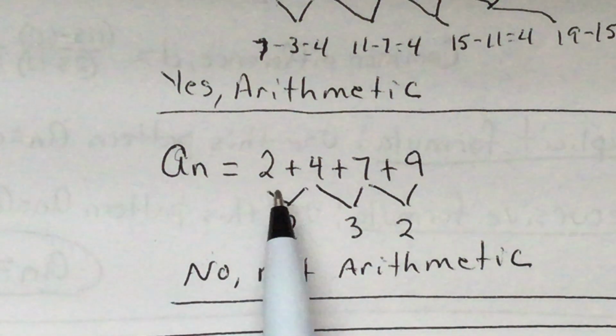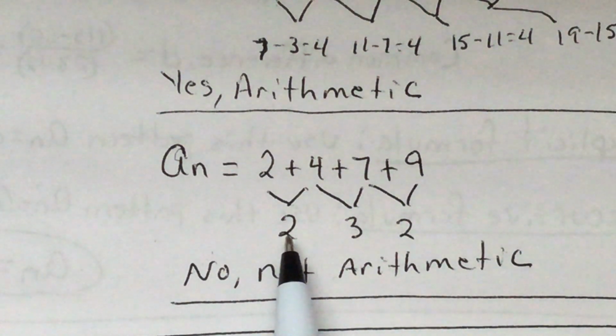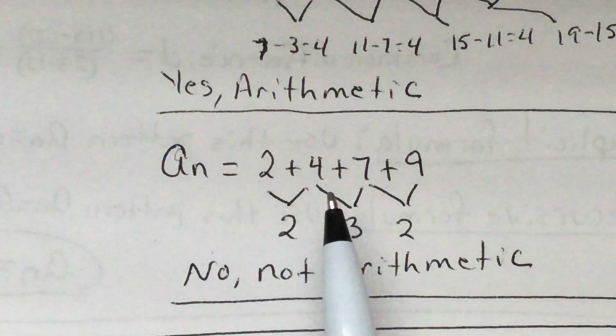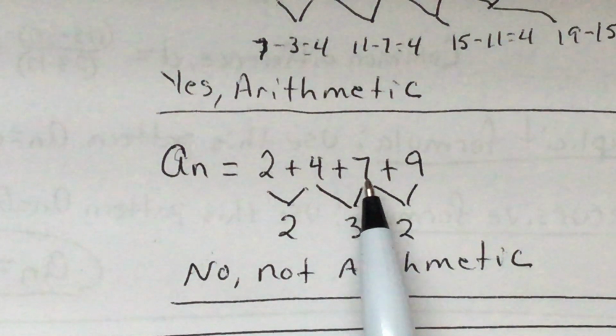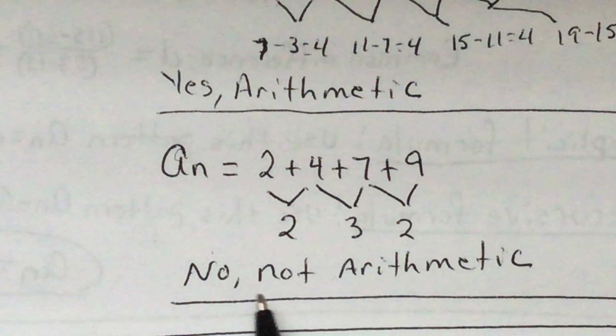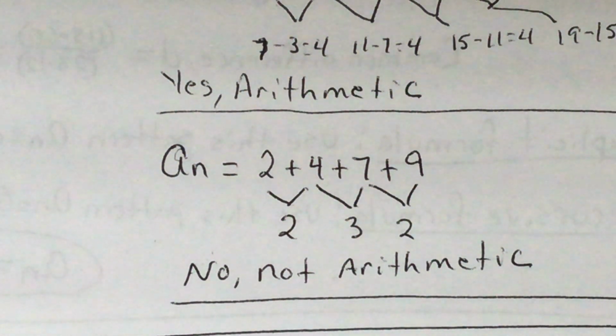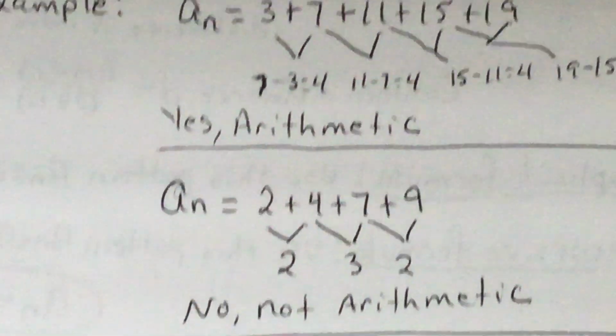Here's one: going from 2 to 4 is 2. Those numbers are 2 apart. The next set of numbers are 3 apart. So no, this is not an arithmetic series.